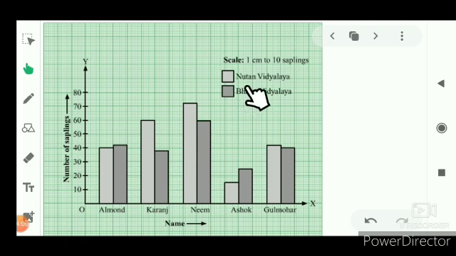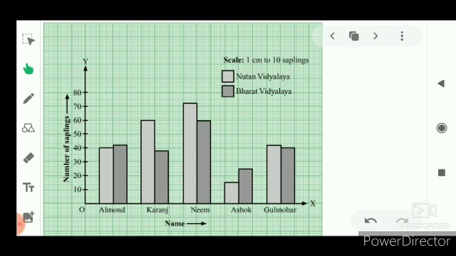Here light gray is for Nutan Vidyalaya. So wherever there is a light gray color, it stands for Nutan Vidyalaya, and dark gray color stands for Bharat Vidyalaya. Okay. Hope you have understood this question.